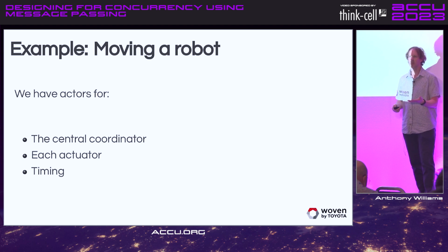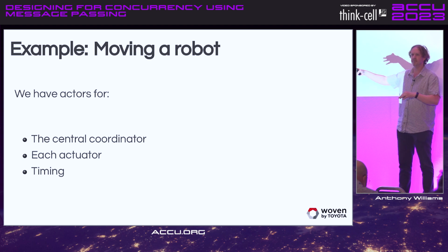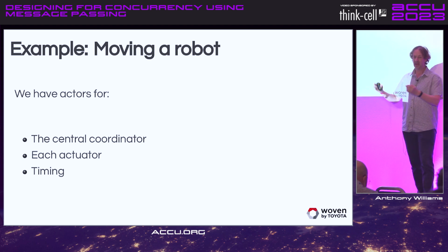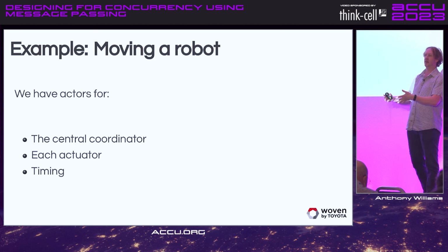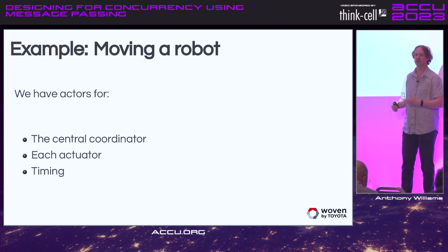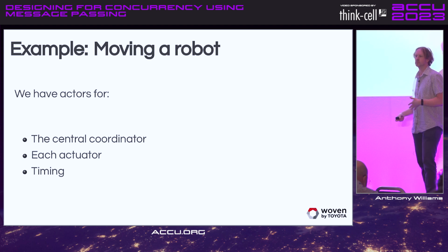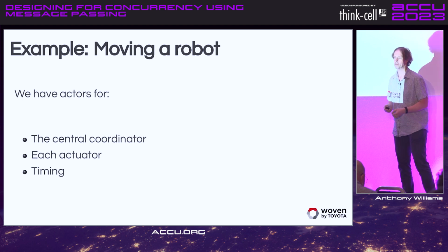And so we can then have an actor for the central coordinator that's going to work out which motor needs to run for how long, move to which position to get the robot in the position we're wanting. We're going to have an actor for each bit of hardware that's actually going to control part of the robot, each actuator. And then we're going to have a separate actor for doing the timing. So we can say, well, after 30 milliseconds, then I need to stop and get a message to say that I've stopped, or I need to start moving the next bit, or whatever. So we can have all these separate actors.